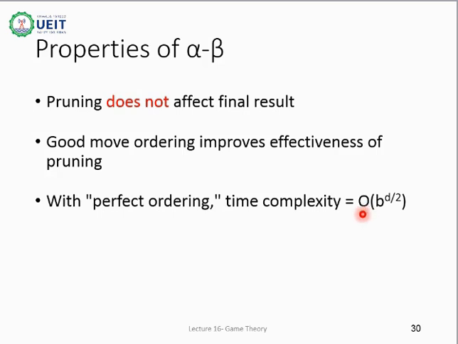It reduces time complexity by 2. Its big O notation is the maximum branching factor raised to the maximum depth of the tree divided by 2. It is exponential, but it is 2 times lesser.